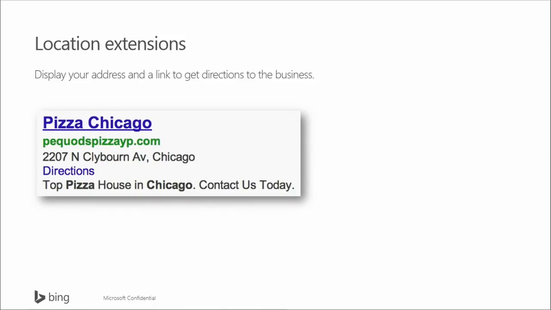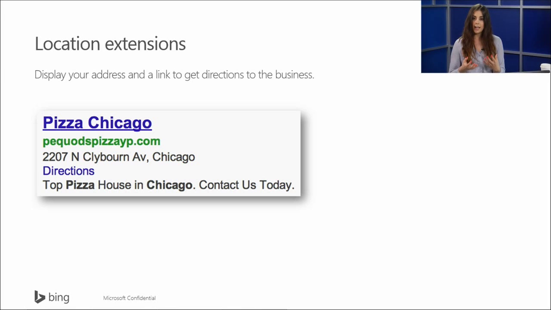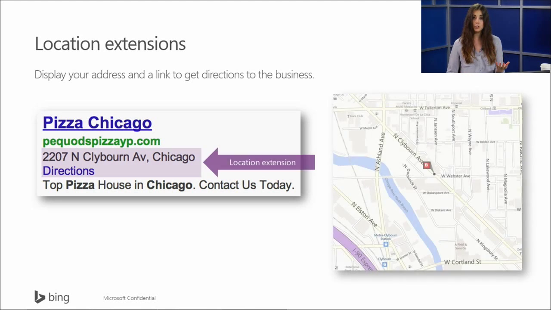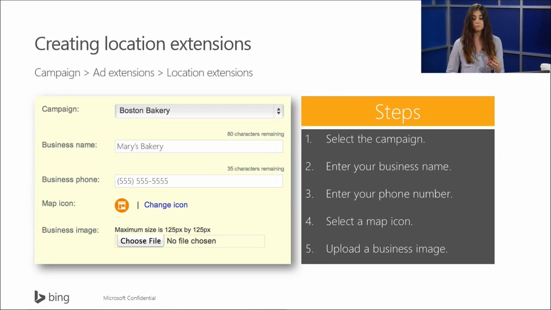The second extension will apply again if you have an address for your location where you want people to go, and that is the location extension. So that will display as an address with your ad and a clickable link to get directions. So if somebody clicks on directions, it's going to open up a map with your location on it, and they can easily find and see where you are. Again, use this if you want to drive traffic into your store.